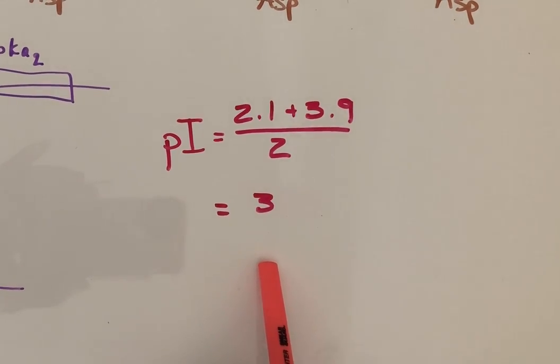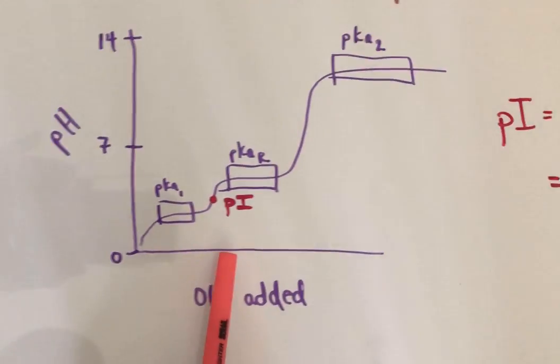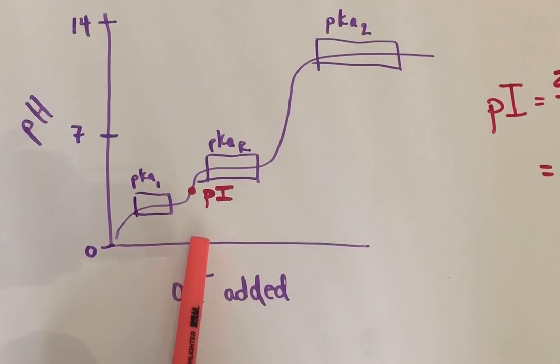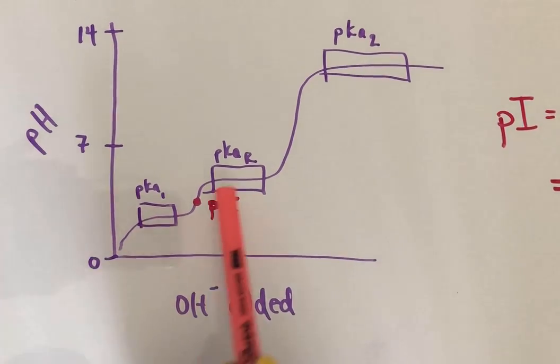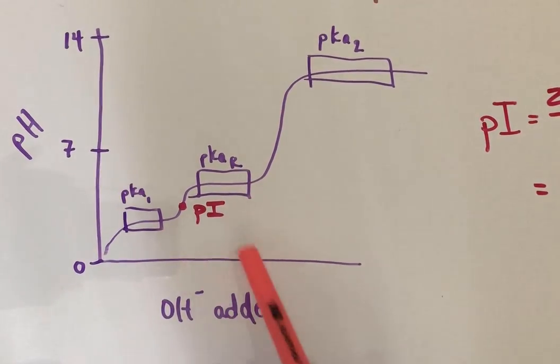We would then be able to draw it on our titration curve to know that it landed between pKa1 and pKaR, and that's where our PI was.